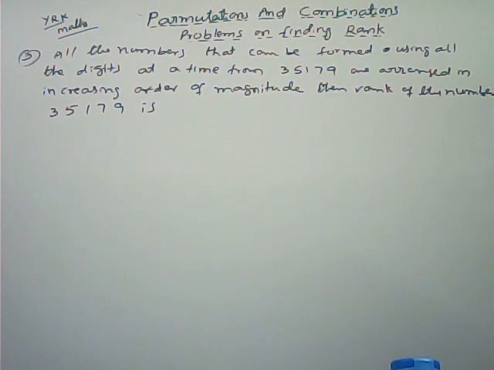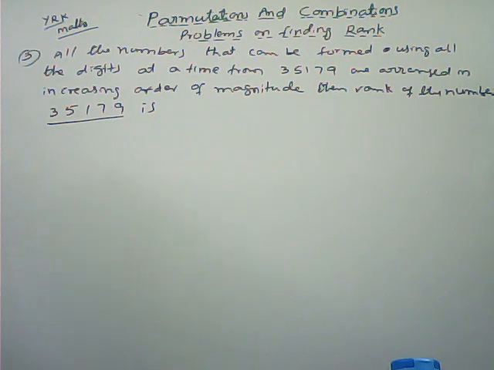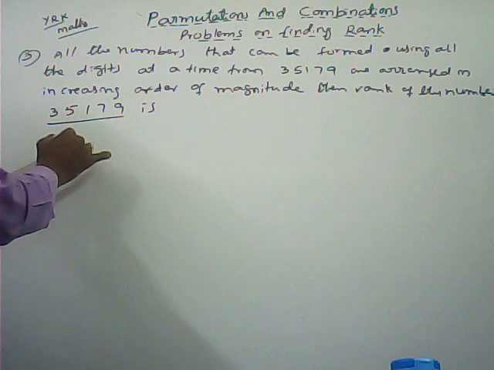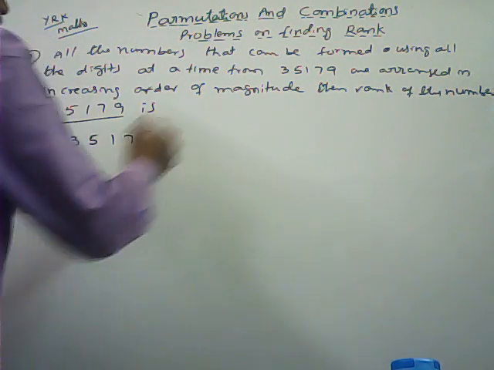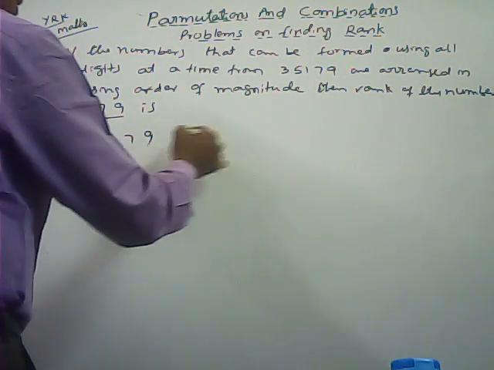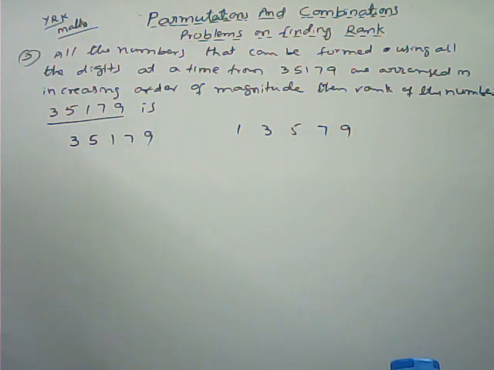Here if digits are given, all the numbers that can be formed using all the digits at a time from 3, 5, 1, 7, 9 are arranged in increasing order of magnitude. What is the rank of the number 3, 5, 1, 7, 9? So 3, 5, 1, 7, 9. If I write in the alphabetical order, in the increasing order, I write 1, 3, 5, 7, 9. That is the increasing order only.